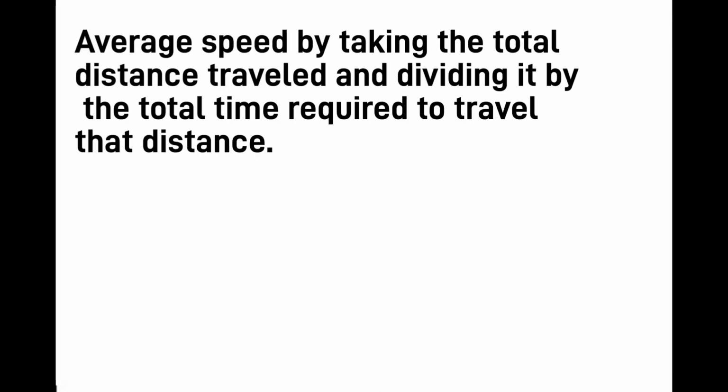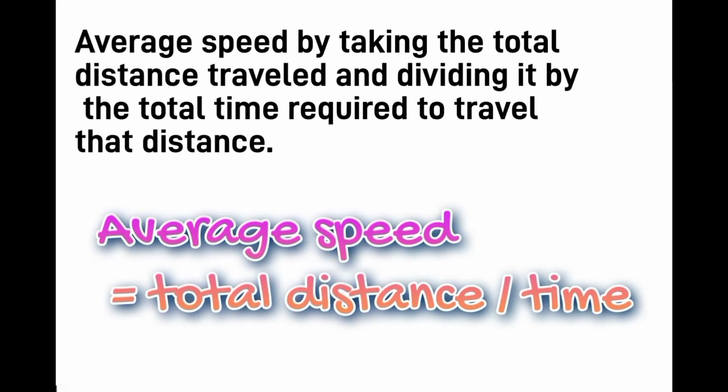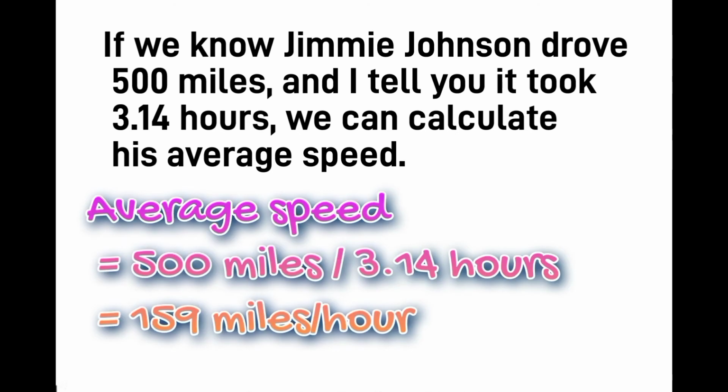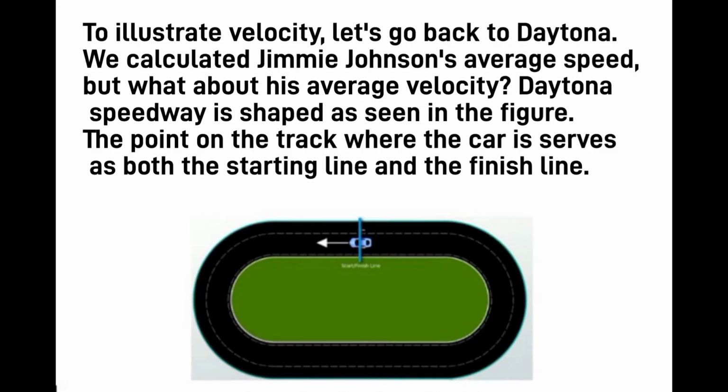In physics, you can calculate average speed by taking the total distance traveled and dividing it by the total time required to travel that distance. Average speed is equal to total distance over time. So, if we know Jamie Johnson drove 500 miles, and I tell you it took 3.14 hours, we can calculate his average speed. Average speed is equal to 500 miles over 3.14 hours, which is equal to 159 miles per hour.